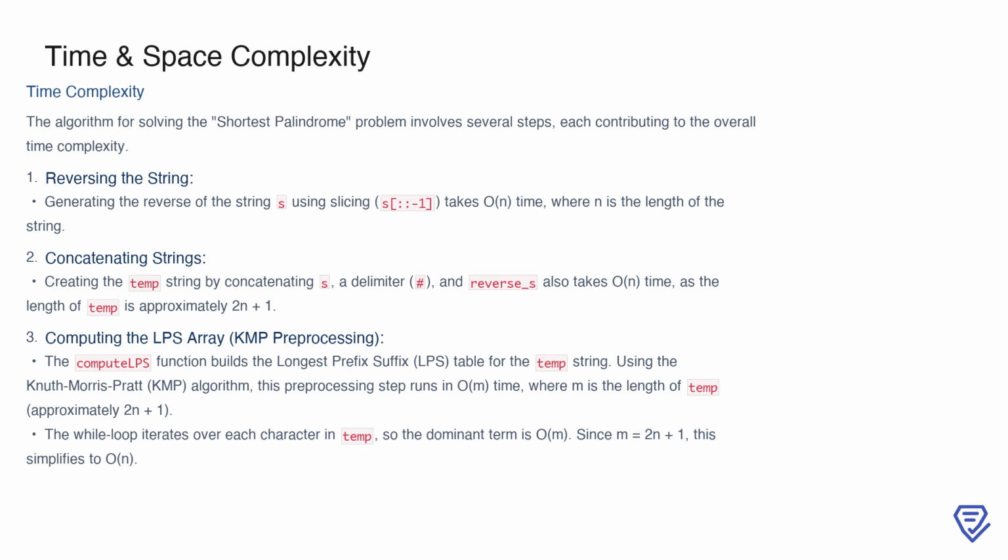Following that, we compute the longest prefix suffix, or LPS, array for the temporary string using the Knuth-Morris-Pratt preprocessing algorithm. This step involves iterating over the characters of temp, and the time complexity of this step is O(m), where m is the length of the temporary string. Since m is approximately 2n plus 1, this simplifies to O(n). In summary, the dominant time complexity contributions for these steps align at O(n).